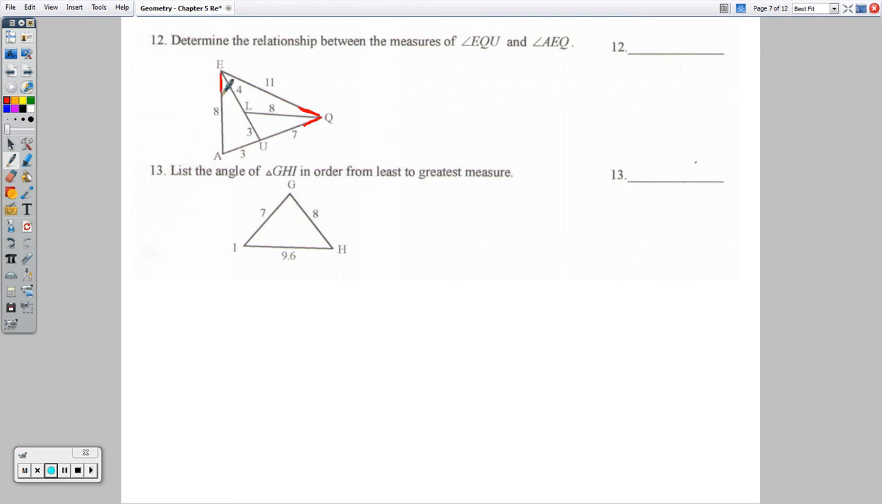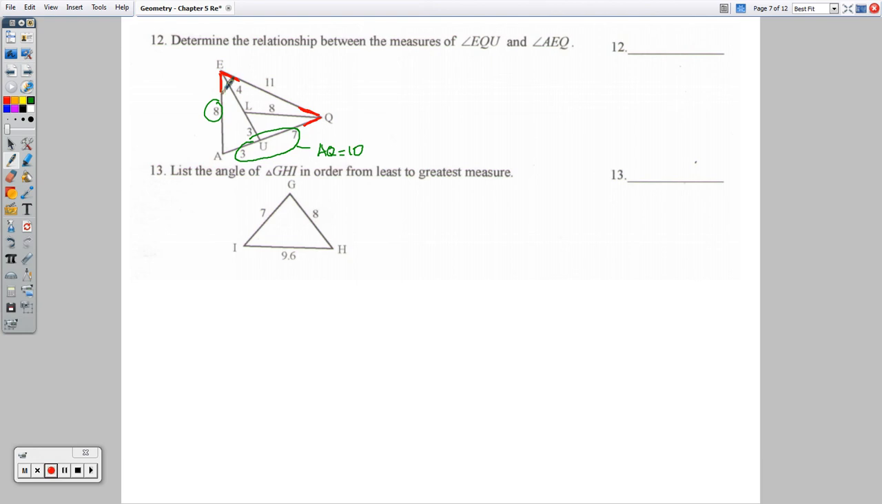AEQ is this whole angle right here, AEQ. So if we look at the whole triangle, the big triangle here, we've got 8 right there, and then we have 3 plus 7 for the side across from that angle. That's going to be 10 right there. So 3 plus 7, this whole length AQ would equal 10.